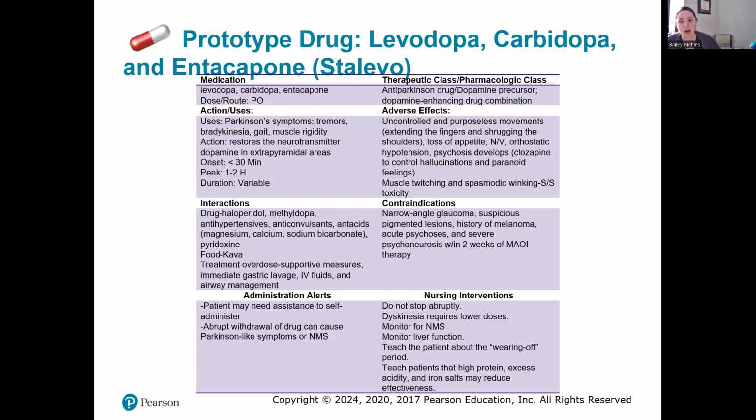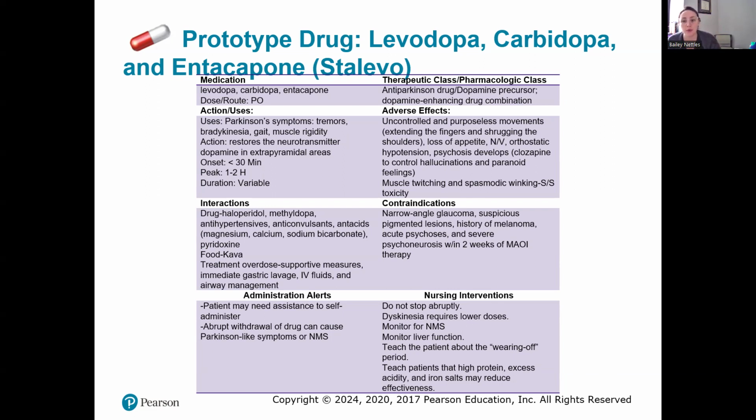Then signs of toxicity are muscle twitching, like when you've had a twitch in your eye or a twitch in your cheek. So it's constant muscle twitching and spasmodic winking, continuous, can't stop winking. These are important because they show toxicity and we need to reverse it.